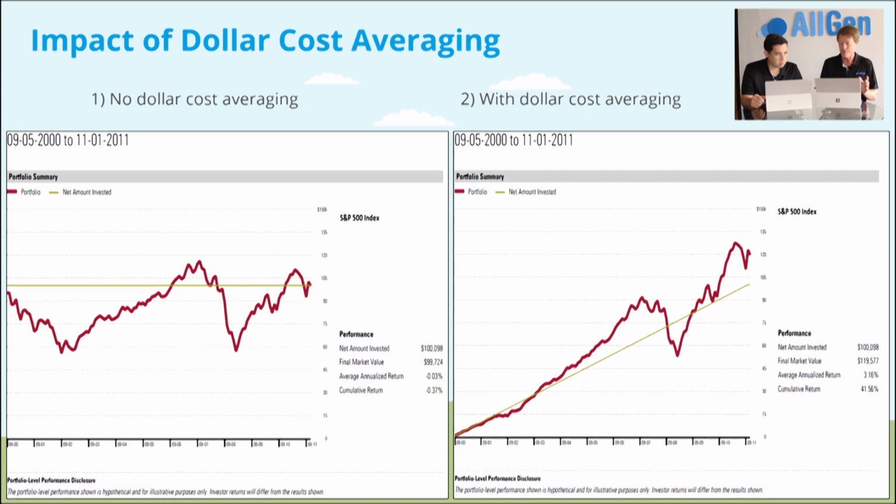So that just shows you the power of dollar cost averaging over time, in that even though the market's flat, you ended up having a decent return because you're buying more shares when the market goes down and you're buying fewer shares when the market goes up.